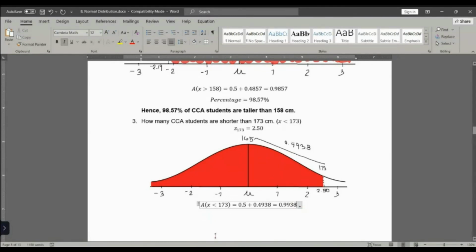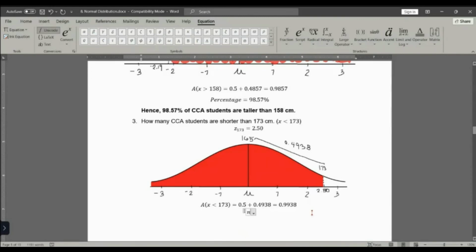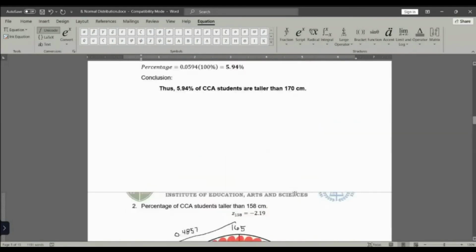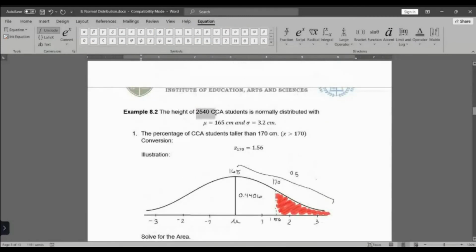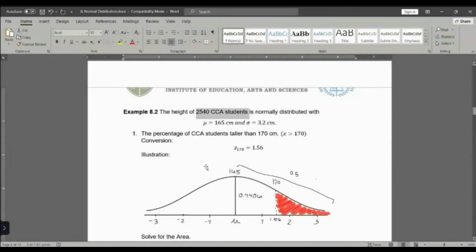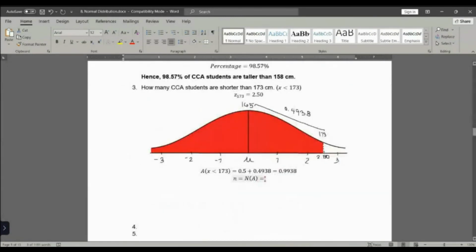Next, we don't need the percentage anymore. We need the specific number of CCA students. Let's say small letter n. To find n, we need to multiply the population, capital letter N, with our computed area here. In this case, the CCA population based from our given is 2,540 CCA students. 2,540 times our area, 0.9938.